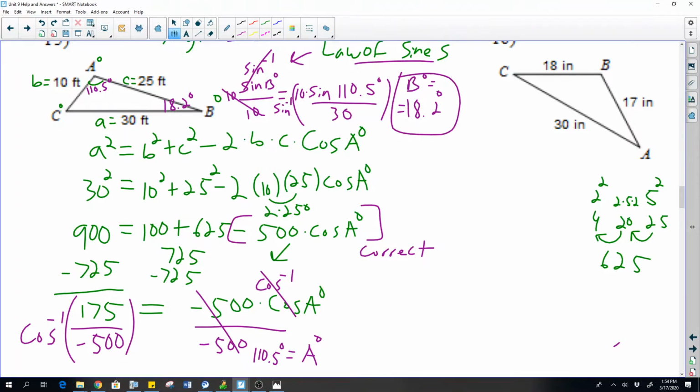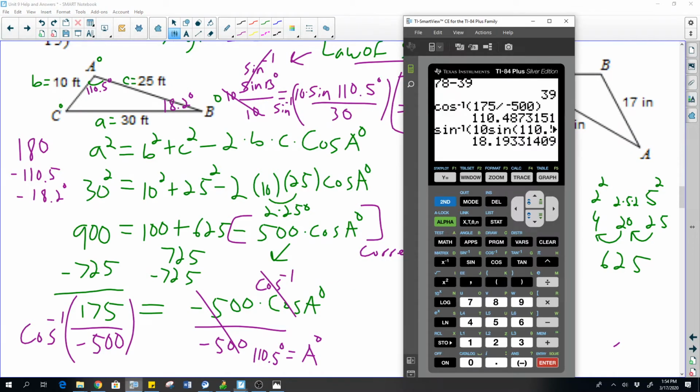Okay, last but not least, not a lot of room here, sorry. We're going to take 180 minus your angle A, which is 110.5 degrees, minus 18.2 degrees. And that'll give us our last angle, and then we're done with 15. So 180 minus 110.5 degrees, minus 18.2 degrees, and this will give us angle C, 51.3 degrees.